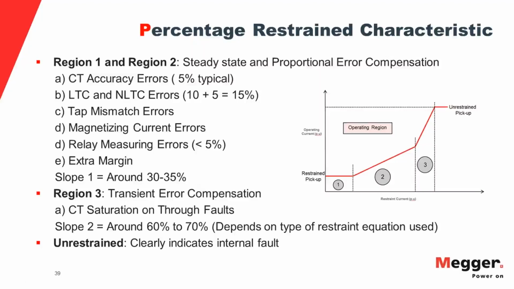By providing this additional slope, I'm giving some margin to not operate, because external faults are not internal faults and my differential is not supposed to trip for them. With this kind of scheme, I'm improving the dependability and security of the scheme. This is an example showing the share of different challenges in the slope.